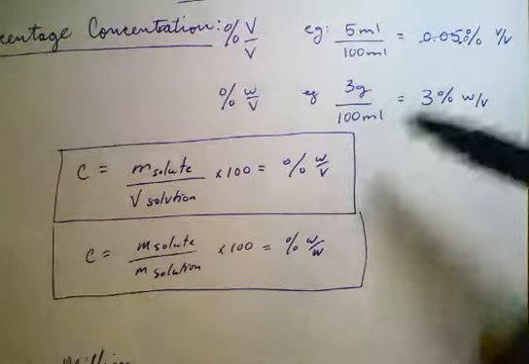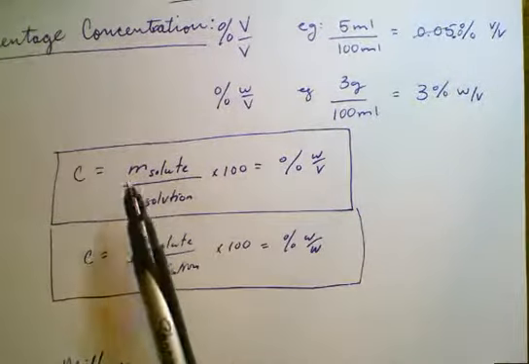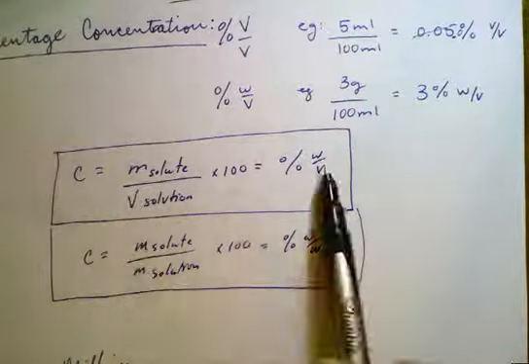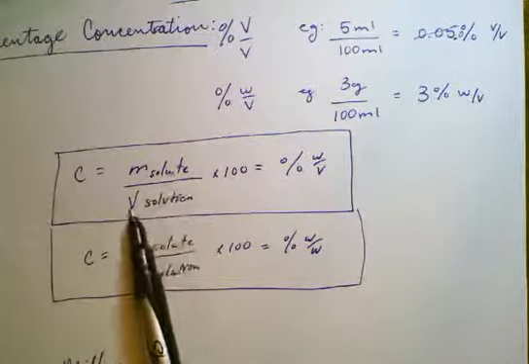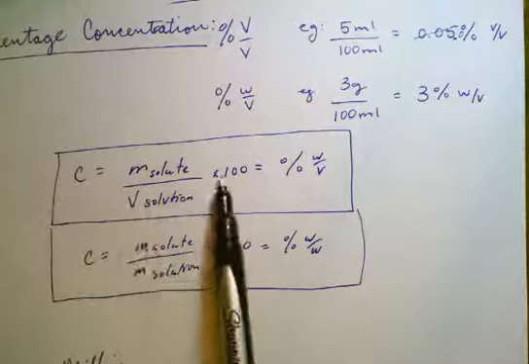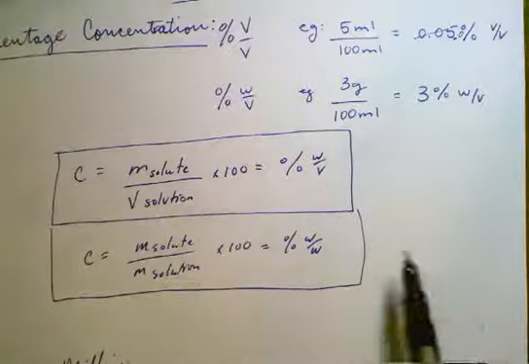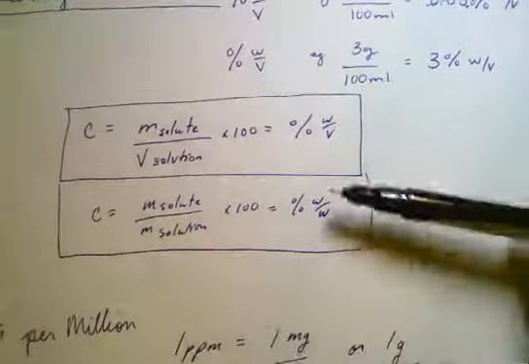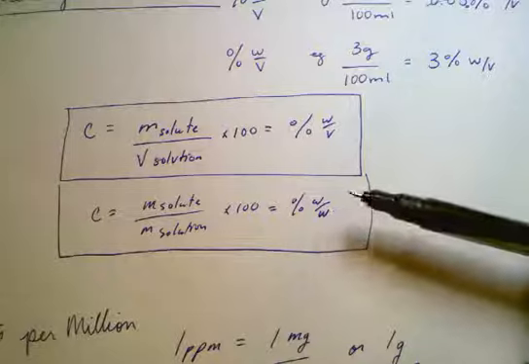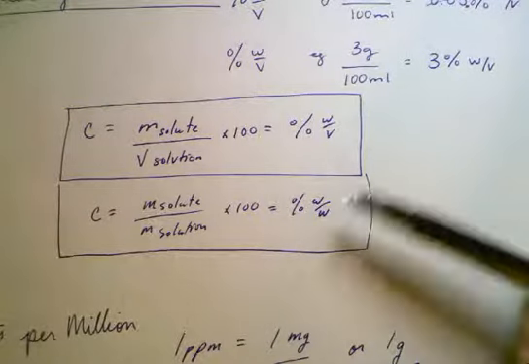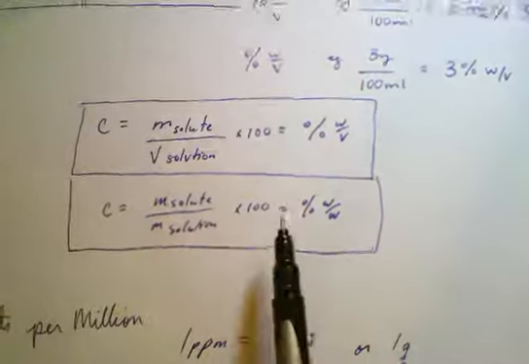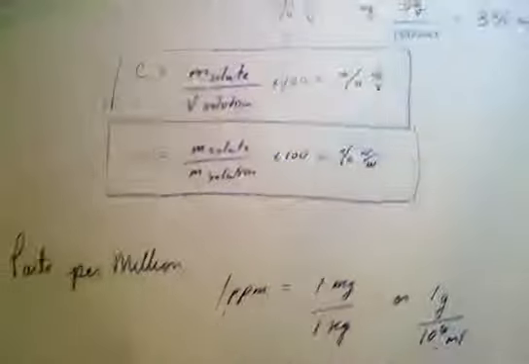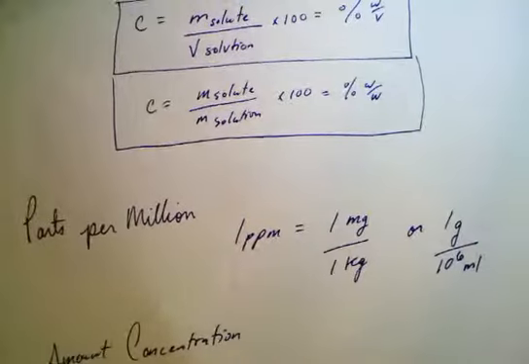Okay, so the concentration can also be expressed as a weight over volume, and the way that we show that in formula form is the mass of the solute over the volume of the solution times 100 equals your W/V. And of course you can also do it weight over weight, so you don't have to just do it volume over volume. So the mass of the solute over the mass of the solution times 100 is going to represent weight for weight. Parts per million is a tricky one.